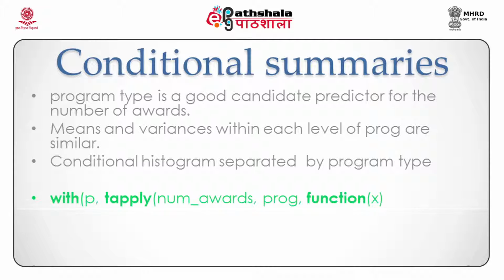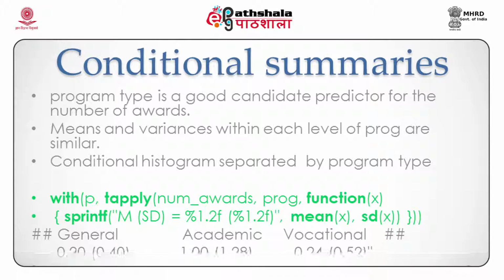With P, the function which we use to apply using tapply is sprintf with msd equal to %1.2f, mean x and standard deviation x. This returns the mean number of awards for the general, academic, and vocational categories, which you can see are 0.2, 1, and 0.24, and it also returns the variances in parentheses. So 0.4 for general, 1.28 for academic, and 0.52 for vocational.